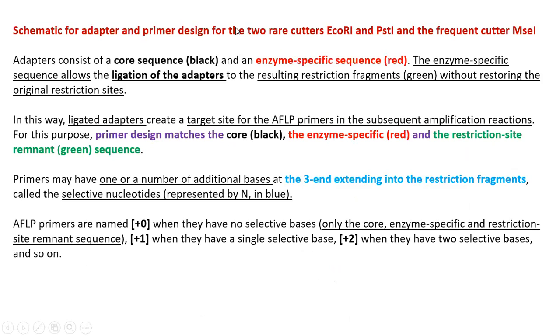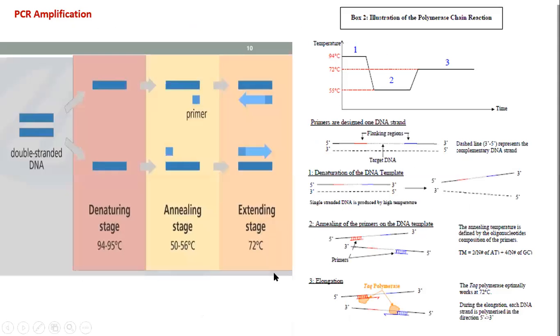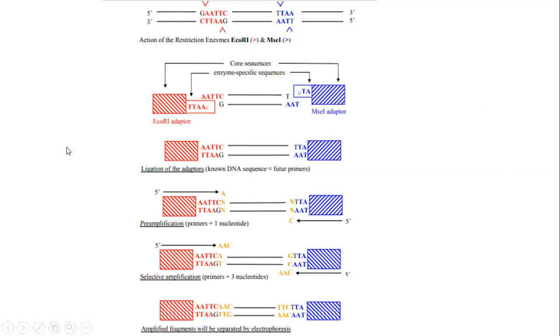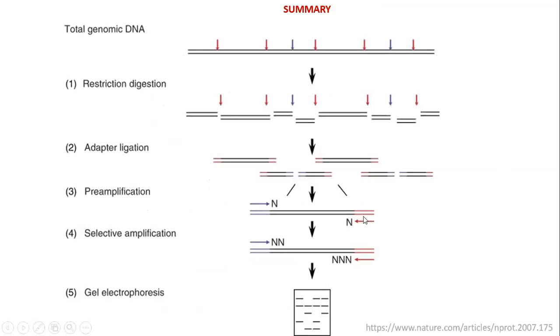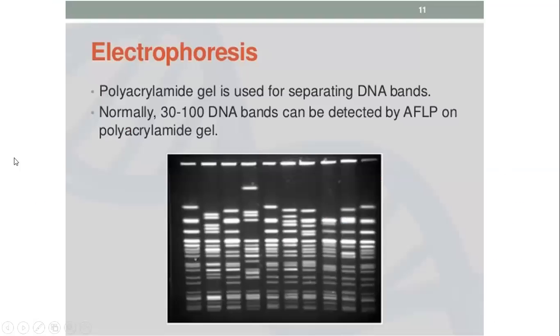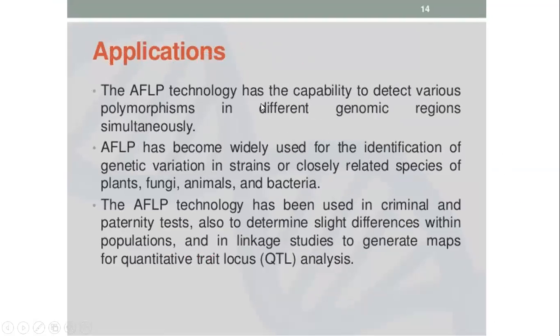So this is a text that explains everything I explained: primer in different colors, enzyme site, core, restriction remnant site that you rescued. You have to go and look into that. And I have added additional material that beautifully describes most of the process. One more cartoon. You have to make notes of it, read into that one more time. And conclusively, AFLP is nothing but total genomic restriction digestion, adapter ligation, pre-amplification, selective amplification, and run the gel and look into that, and then advantages, disadvantages.